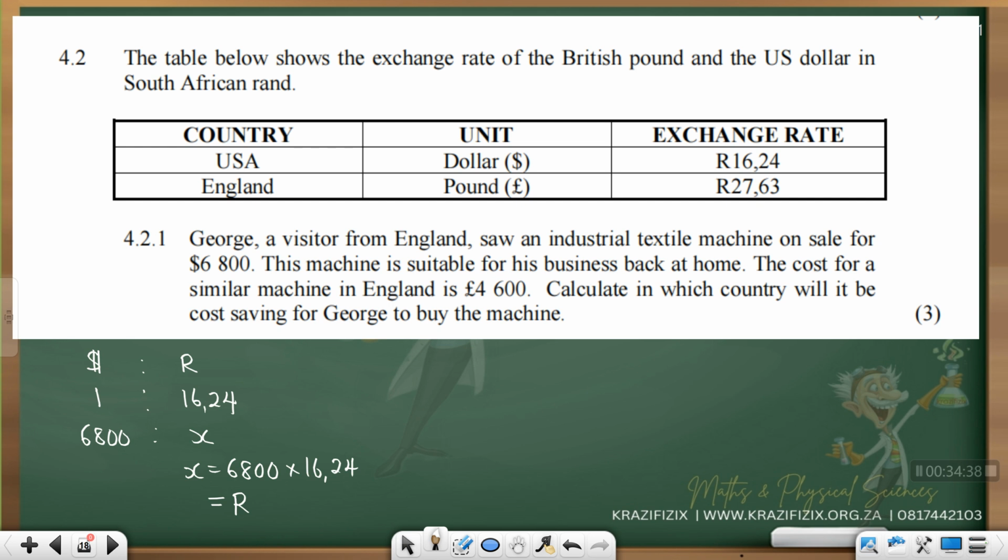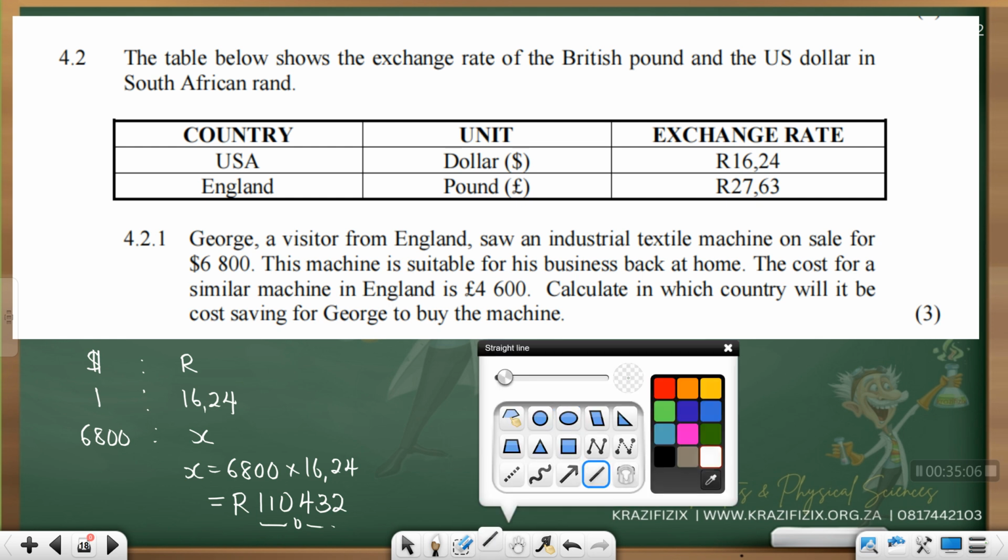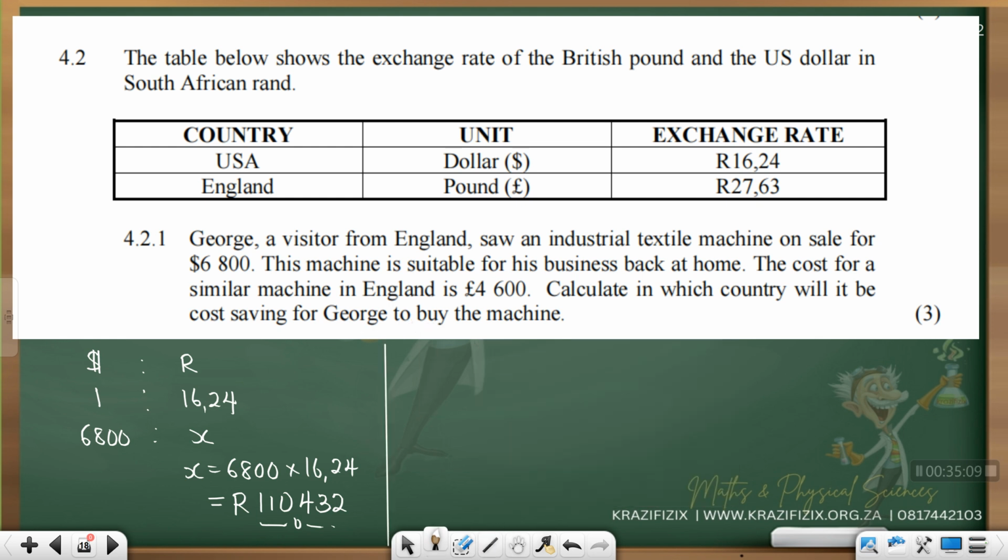So the 6,800, can you give me an answer there to that value? Everybody, please. So it's 110,432. Yep. Oh, okay, let me remove this comma. Like that. Yes. Okay, so it's easier. This will help you to see whether you are dividing or you are multiplying. Oluetu, are we on the same page?